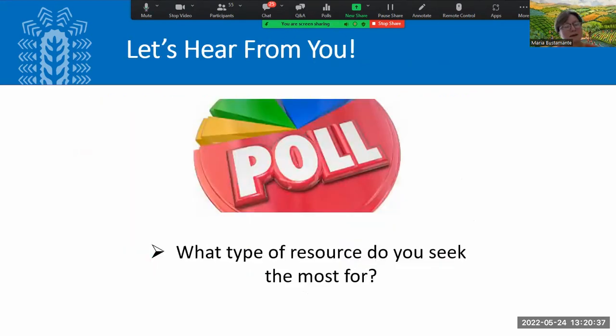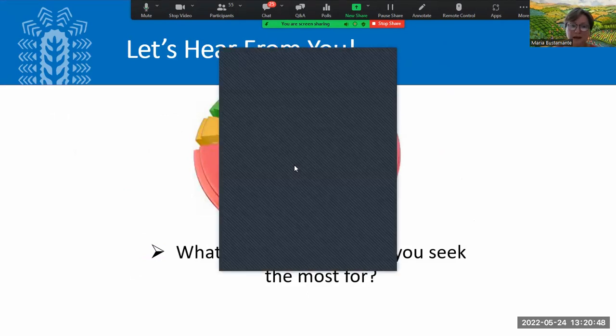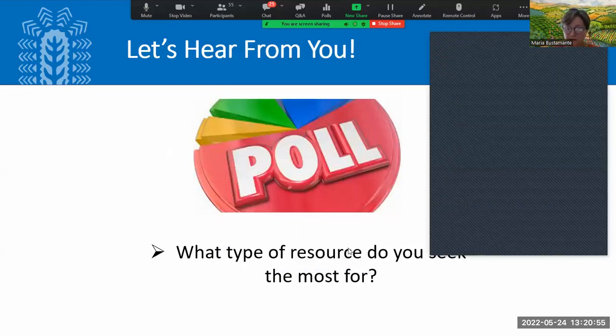Here's another one that we want some participation from you on. We're going to pull the poll out, and you'll be getting the poll shortly. It asks, what type of resource do you seek the most? What resource are you usually looking for, where you have to navigate the web and all the different websites, and it's hard to find? There are a couple of options in the polling question. If you have another one that we haven't thought of or included, please put it in the chat. We'd love to hear that.